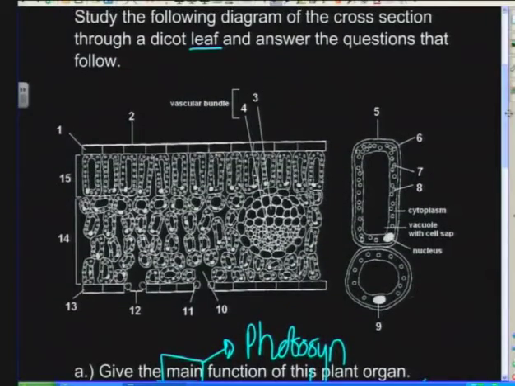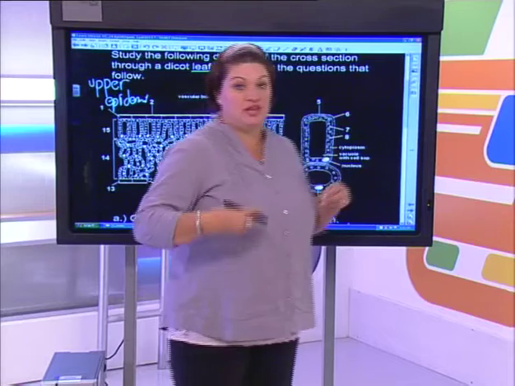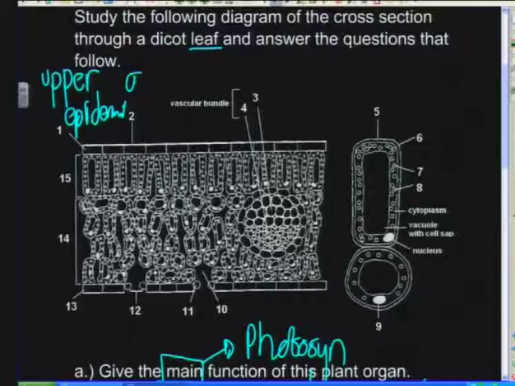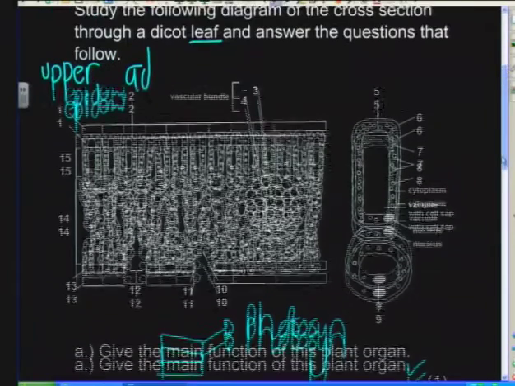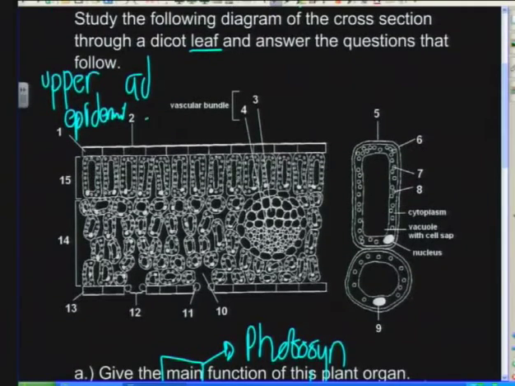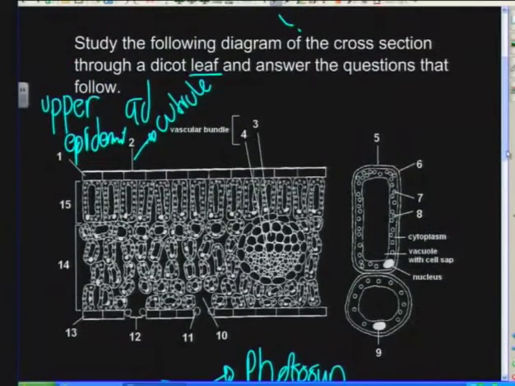So I look at number 1, all right? And that is, now be very careful here. Don't tell me epidermis. I want to know that it is the upper epidermis. All right? Or you could have some, as I said, some teachers say the adaxial or the abaxial. That would then be the adaxial surface. Okay? I think it asks for question number 2. Number 2, it's on top of it, and that is going to be my cuticle.